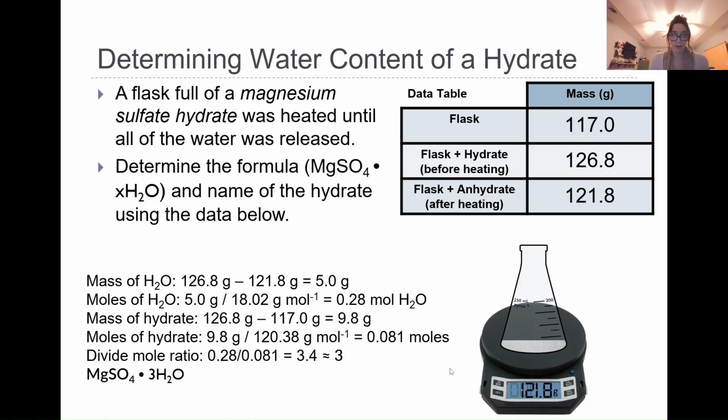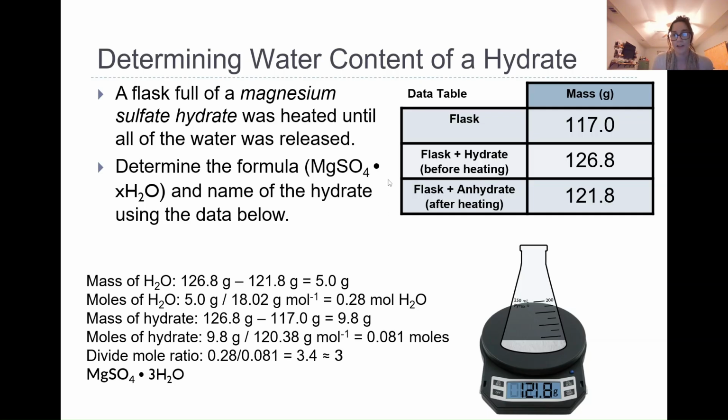So when you're doing a problem like this, you first want to find the mass of both the water released as well as the original hydrate that you are experimenting with. So you're going to subtract the final mass after the water is removed from the mass of the flask plus the hydrate in order to get the mass of water released, which was 5 grams. Then I am going to divide by the molar mass of water in order to get the moles of water released.